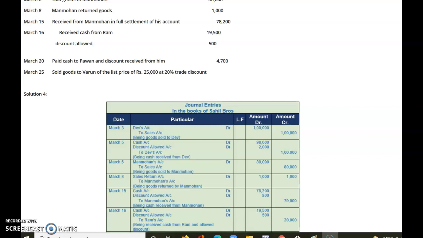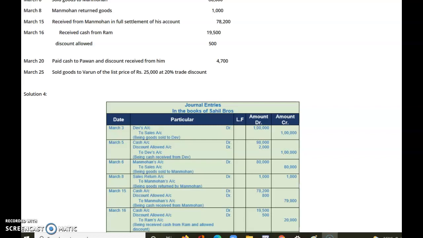Actually, what we have to receive from Ram, we have to receive from Ram net of rupees 20,000. But he had paid us only 19,500 and we had given him a discount of 500. Again, the accounts involved here: one is cash, other is Ram, and other is discount. All the three accounts are of three different natures. Cash is real, Ram is personal, and discount is nominal. So automatically we will apply the rule of these three accounts.